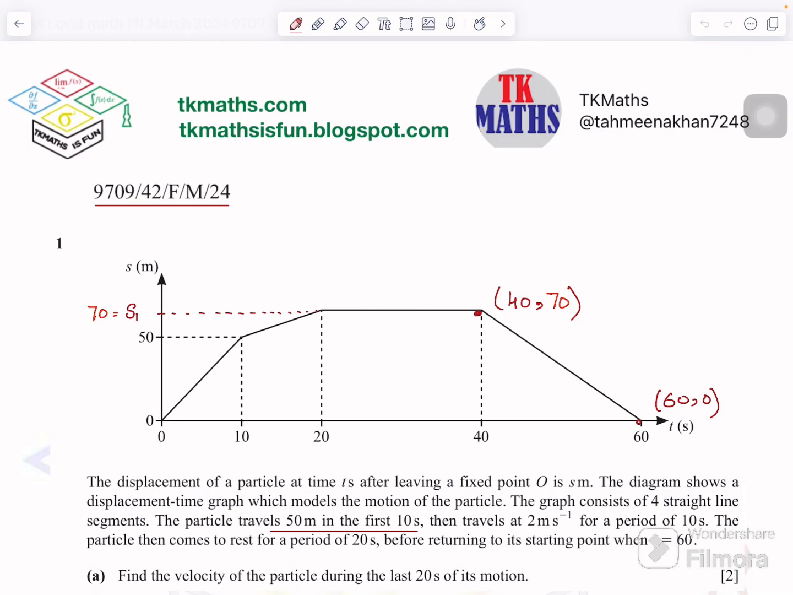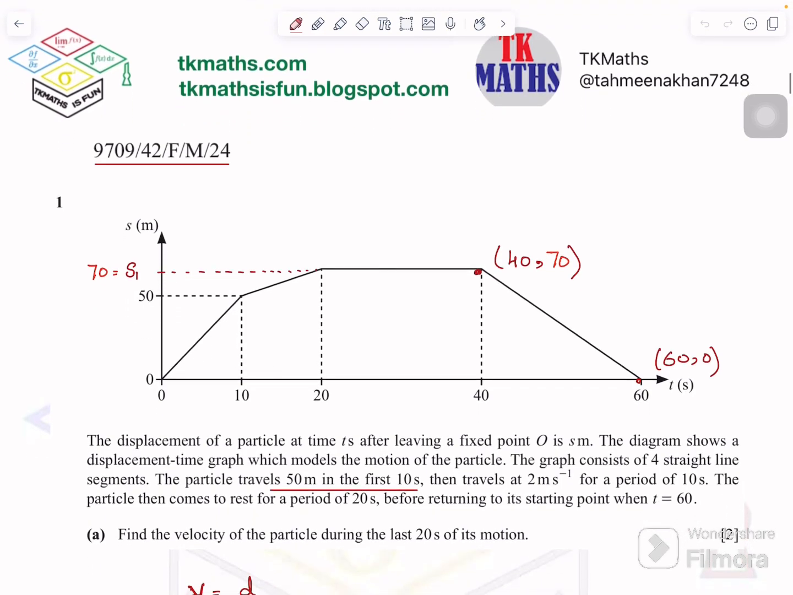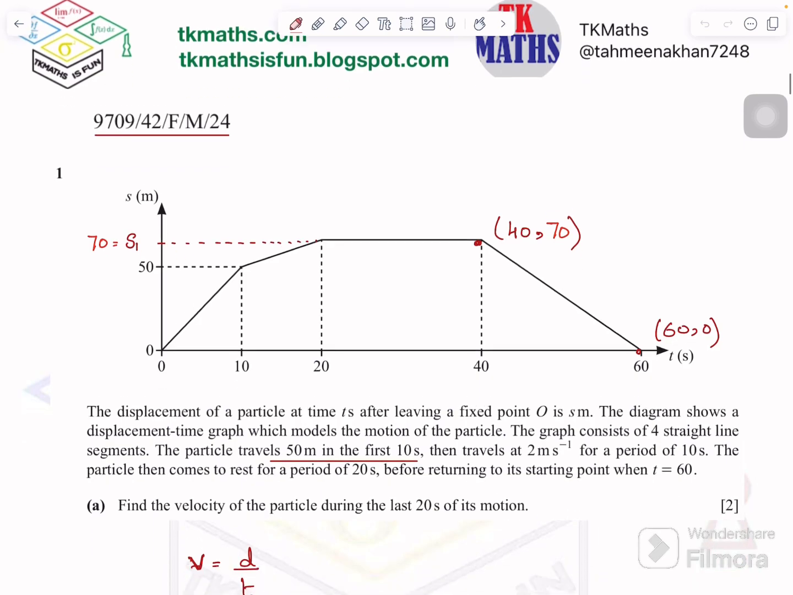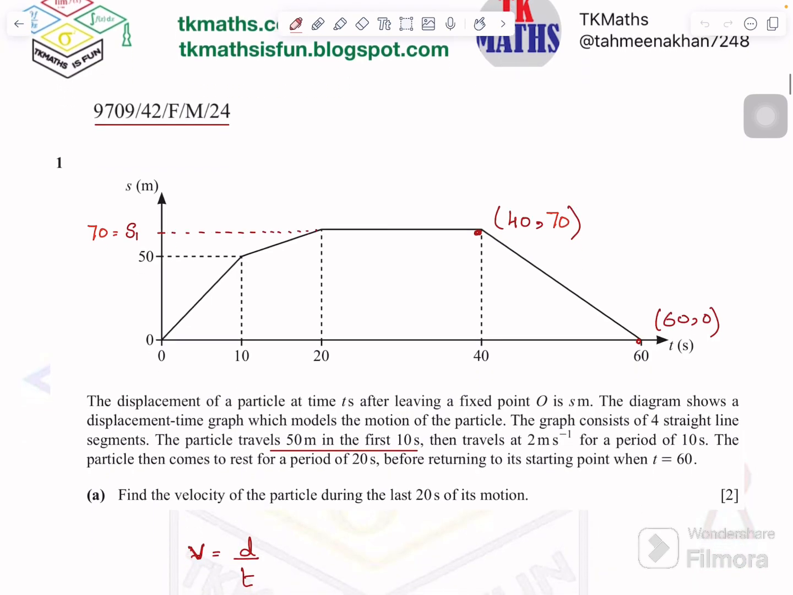In today's video, I will show you the solution of February-March paper 2024 of Mechanics M1, which is paper 4.2, and the code is 9709, as it is written on the screen. As there are 7 questions in the paper, I will show you the solution and discuss the main points I may need to. Otherwise, I'll just stop on the screen.